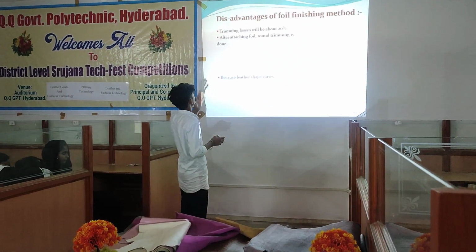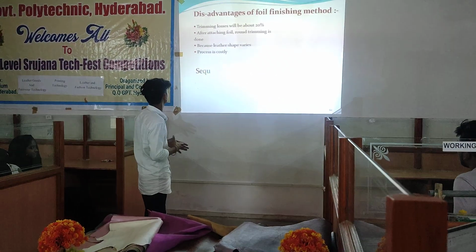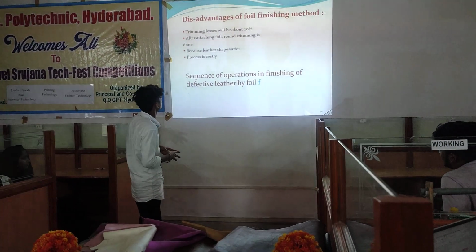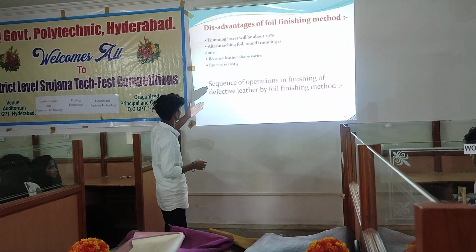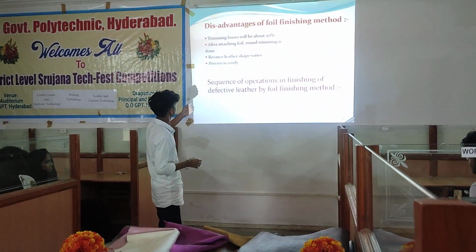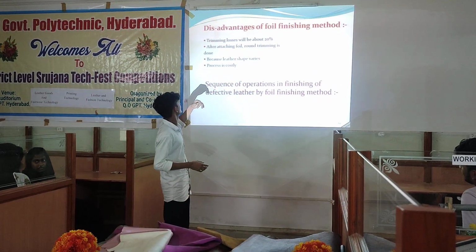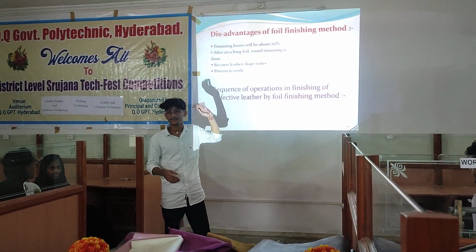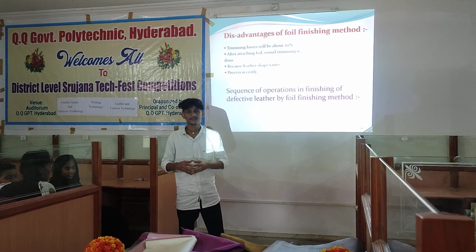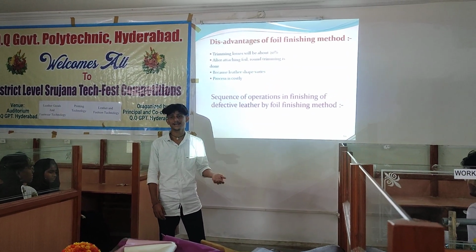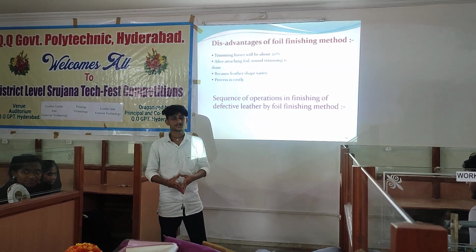Now we can see the disadvantages of the foil finishing method. Trimming losses will be about 20%. After attaching foil, rounded trimming is done because the leather shape varies. It is costly. Foils are more costly compared to the metallic and two-tone finish.